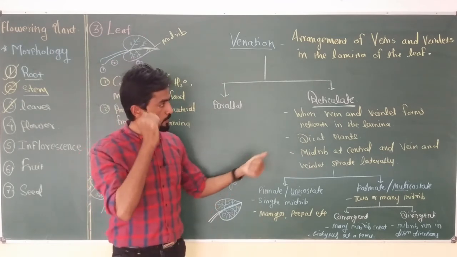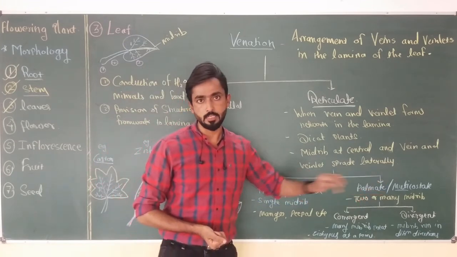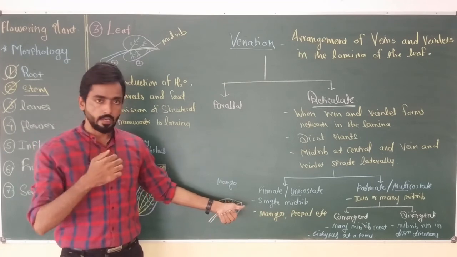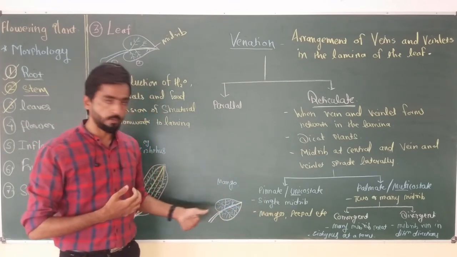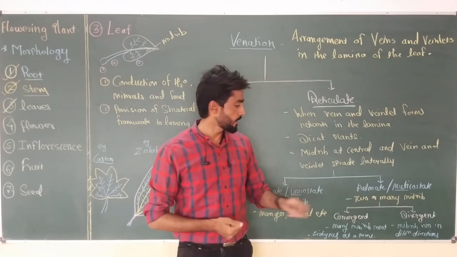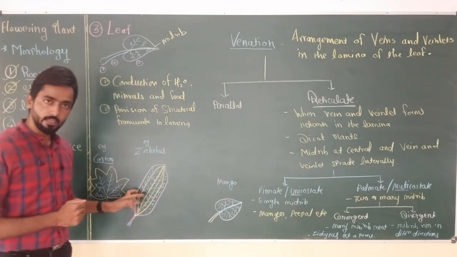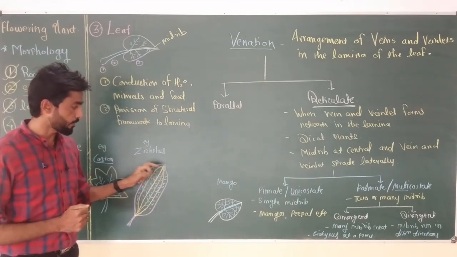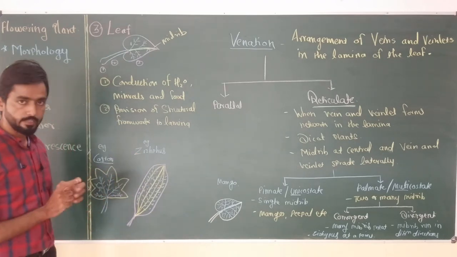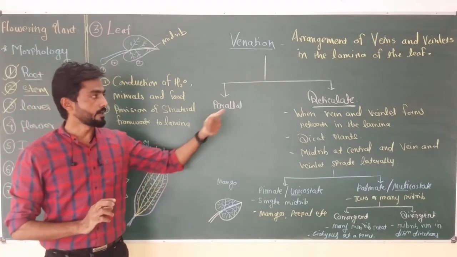There are two important types of reticulate venation, pinnate or unicostate and palmate or multicostate. In pinnate venation, a single midrib is present, and examples are mango and peepal, while in palmate, on the basis of arrangement of midribs, there are two types, convergent and divergent. In convergent, midribs initially run separately and then meet at the same point. Example is Ziziphus, while in divergent, they run continuously in different directions. Example is castor. So it is all about reticulate venation.